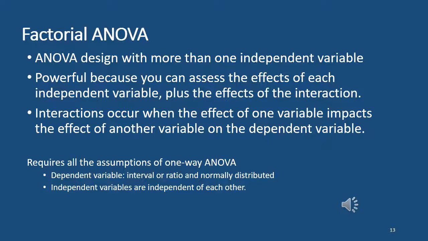So let's now talk about factorial ANOVA. This ANOVA design is with more than one independent variable. This can be a powerful test because you can assess the effects of each independent variable plus the effects of the interaction between the variables. These interactions occur when one variable impacts the effect of another variable on the dependent variable. So this requires all the assumptions of a one-way ANOVA.